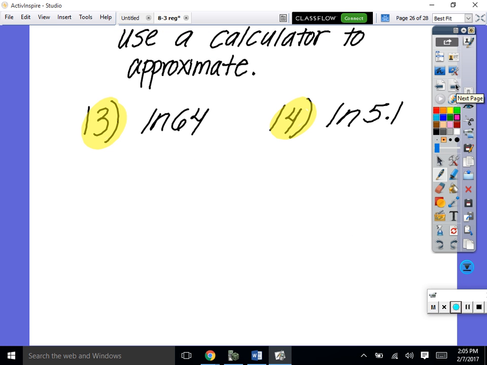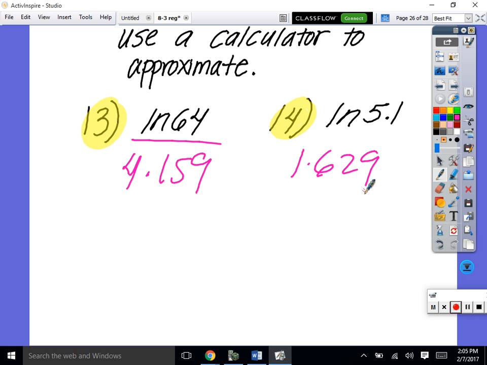Actually, go to 13 and 14. It says use a calculator to approximate. Type in ln of 64. There's an ln button on your calculator. It's 4.159. Go, write it down. The ln of 5.1 is 1.629. Okay, awesome. That's it.